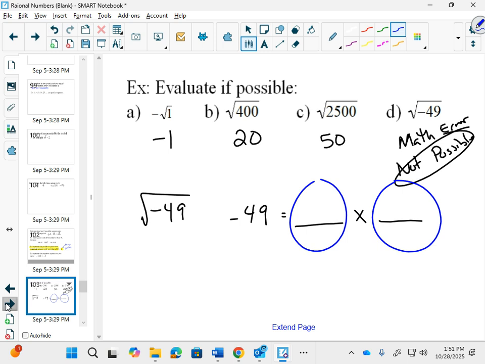Unless, like in higher level math, they have some numbers called imaginary numbers. I'm not making this up. This is true. There are imaginary numbers. Our numbers that we looked at were called the real numbers. If you want to include imaginary numbers, then you can do this math. But that's higher level math that we're not going to get to.